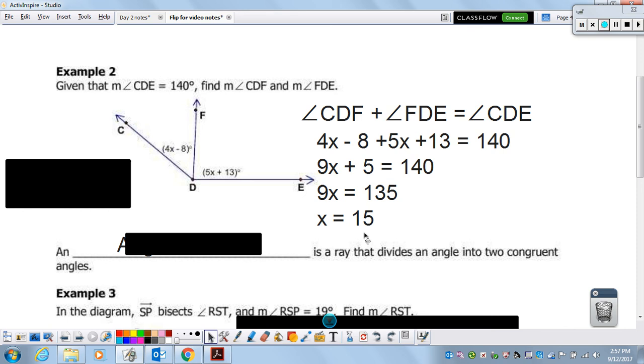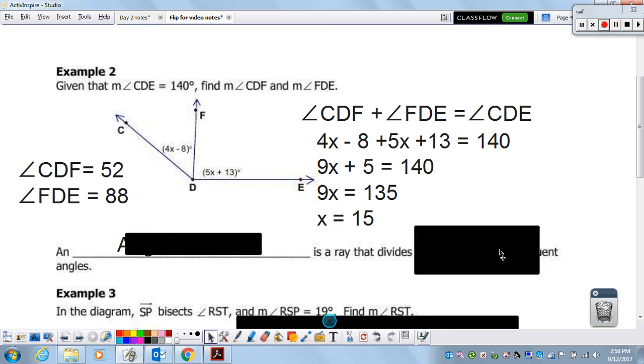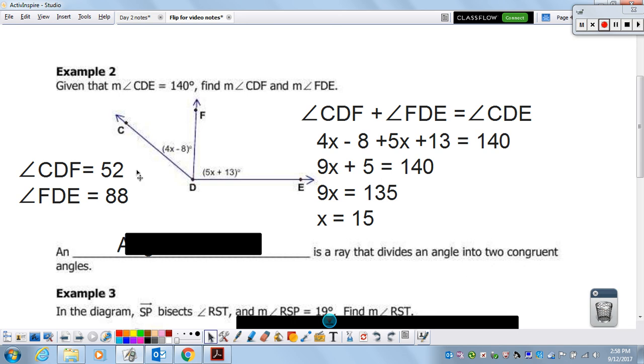But that's not what we're looking for. We're looking for the measures of angle CDF and the measure of angle FDE. So I need to take my 15 and plug it into both of these expressions. So the measure of angle CDF ends up being 52 degrees, and the measure of angle FDE equals 88 degrees. And to check, which is always a good thing to do, if we add these two together, 52 plus 88, it equals 140 degrees, which is the measure of angle CDE.